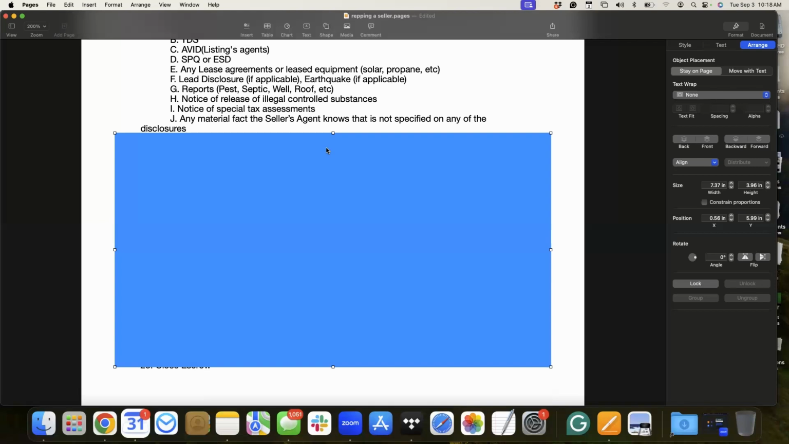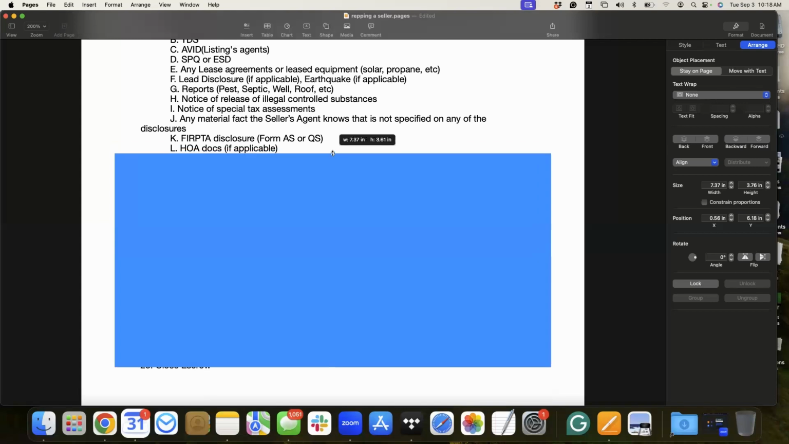Okay, so back to this, anything you know. We've got the FIRPTA. I would say we could probably remove that from this form now because it's probably getting taken care of in escrow. HOA documents. Okay, if we have HOA stuff, we're supposed to be getting copies of the documents over. I know we've talked about this a couple of times this last month. Hoping that the escrow companies are at least sharing HOA docs with buyers, but it's the seller's responsibility to get those over. So keep an eye on your HOA docs.